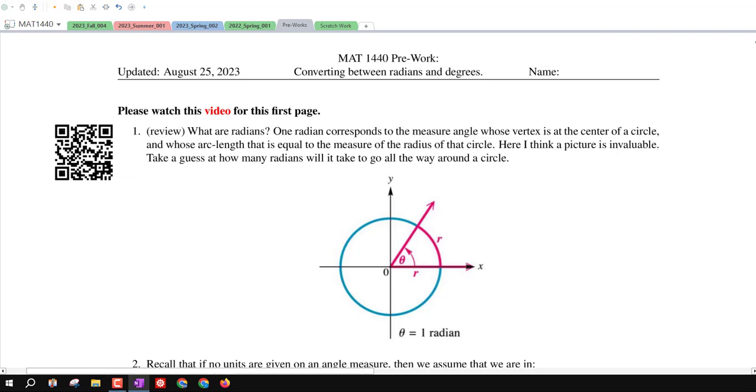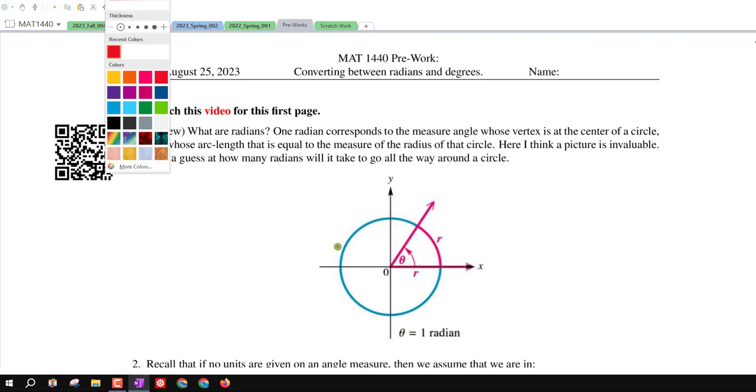Howdy folks, in this pre-work we want to look at converting between radians and degrees measurements. So these are the two ways we've discussed measuring an angle. Before we get into that, I just want to review what exactly is a radian measure. Usually students come into the class already knowing degree measurement, and radian measurement's a little less initially intuitive. So let's go ahead and review that.